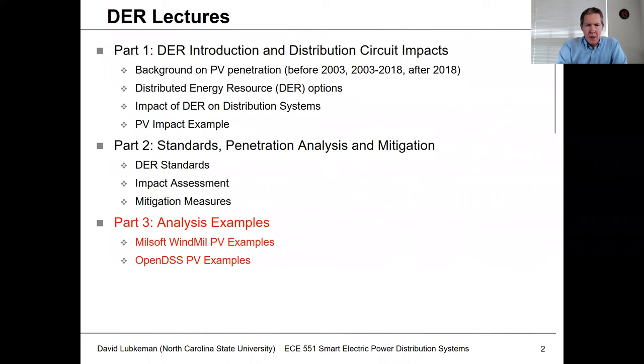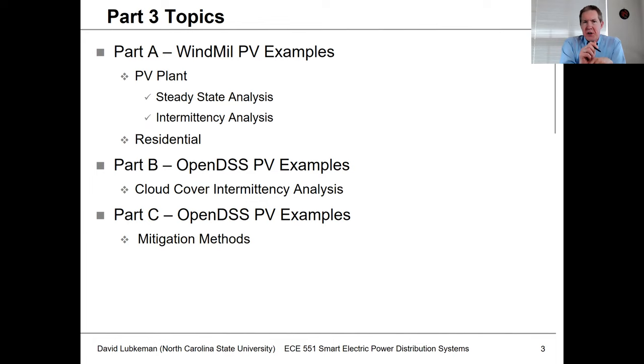I'll start off with the WindMil examples, and I'll show you how we can do some of this modeling. You've done a little bit of this before in your homework, in homework eight. And then I want to get into how we use the time series capability of OpenDSS for first looking at cloud cover intermittency analysis. So this is going to be deviations in power flow, which is going to cause deviations in voltage due to cloud cover. And then we'll look at some mitigation methods for dealing with this intermittency.